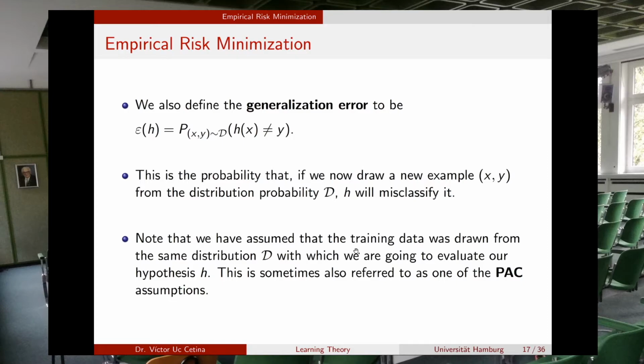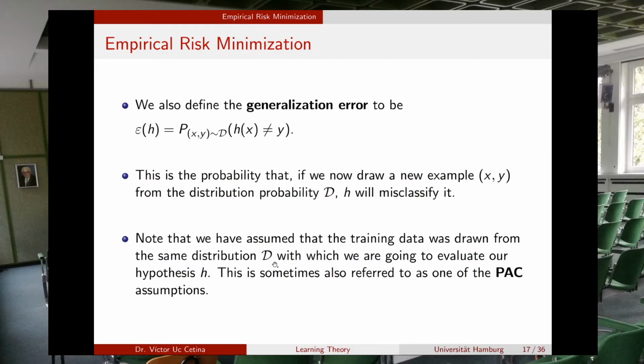Note that we have assumed that the training data was drawn from the same distribution D with which we are going to evaluate our hypothesis H. This is sometimes also referred to as one of the PAC assumptions. PAC comes from probably approximately correct. That's the way this framework is known, where we say that we are going to compute the generalization error using the same distribution that was used for generating the training set.